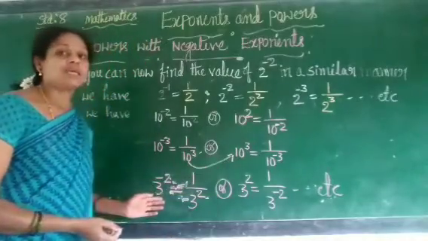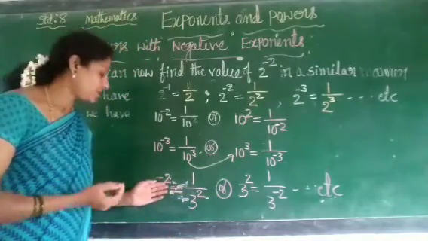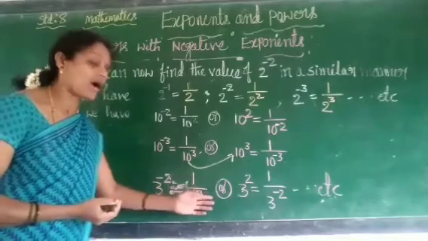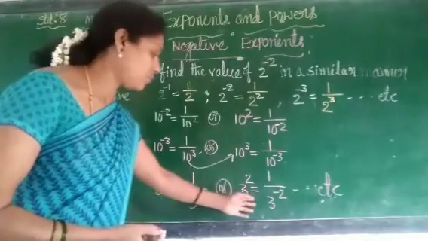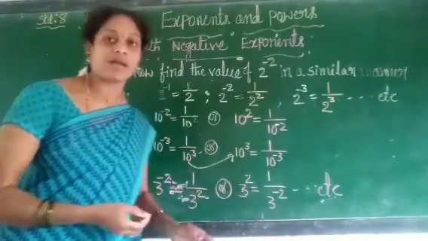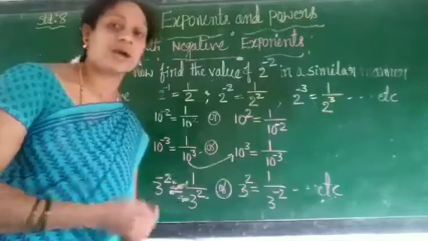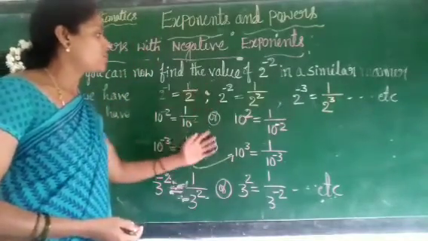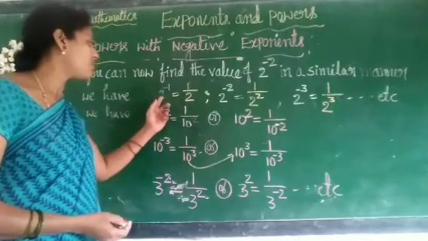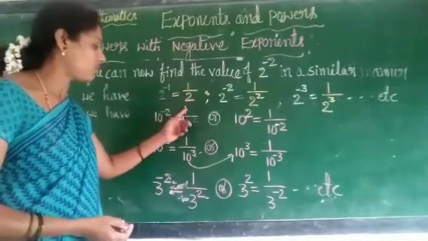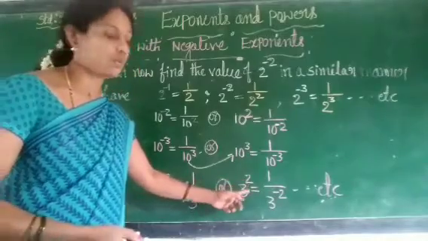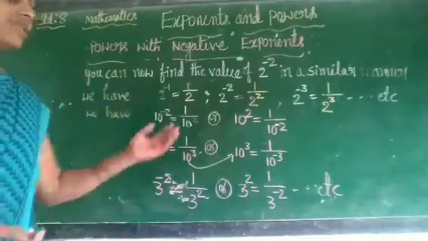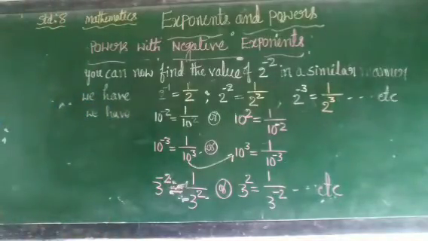So again 3 to the power minus 2 is equal to 1 by 3 square, or 3 square is equal to 1 divided by 3 to the power minus 2, etc. So these are the inverse process. 2 to the power minus 1 is 1 by 2, or 3 square is equal to 1 divided by 3 to the power minus 2. These are all inverse processes.